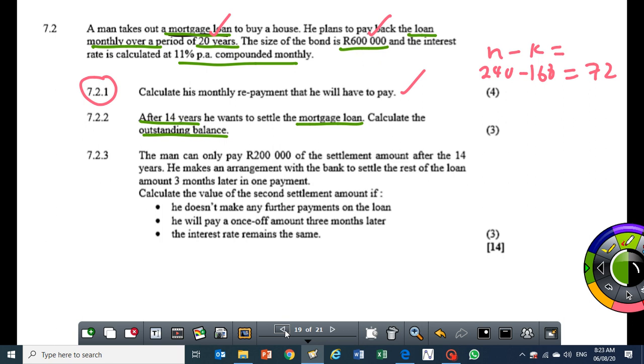If he doesn't make any further payments on the loan, you pay a once-off amount 3 months later. The interest rate remains the same. So everything remains the same in terms of the interest rate and so on. You just need to make a once-off payment. So we need to calculate what is the value of that settlement. Okay, so first thing, we need to subtract the 200,000.